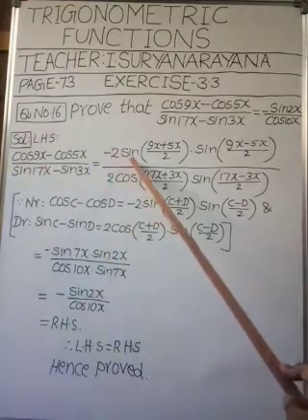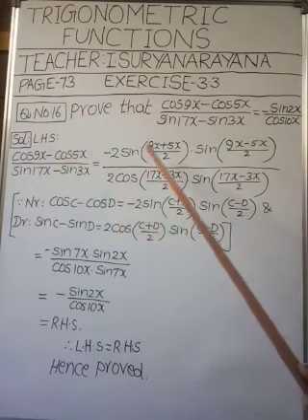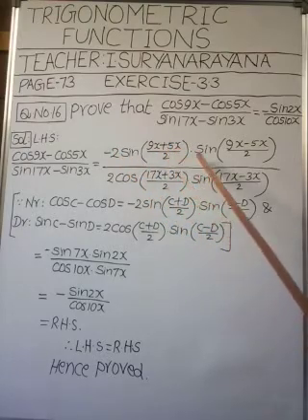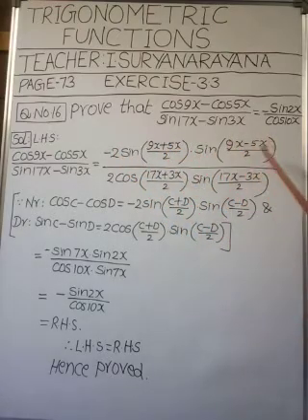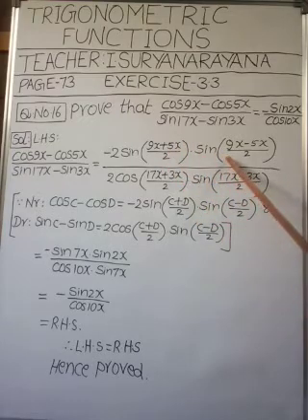So, we are writing the values of D and C in this formula: minus 2 sin (9x plus 5x)/2 into sin (9x minus 5x)/2. Understood this numerator part, my children? By using this transformation formula, we wrote the numerator part.